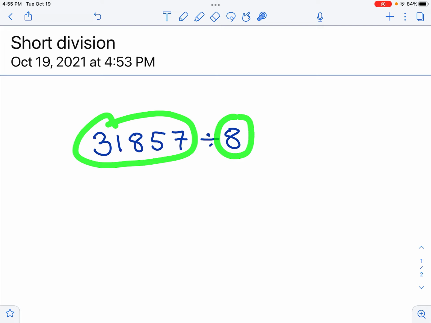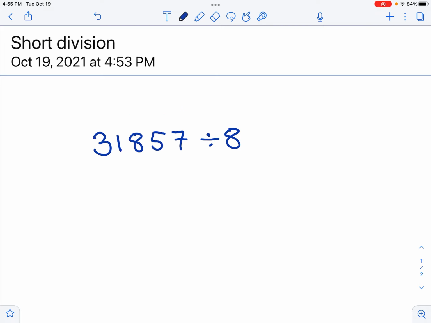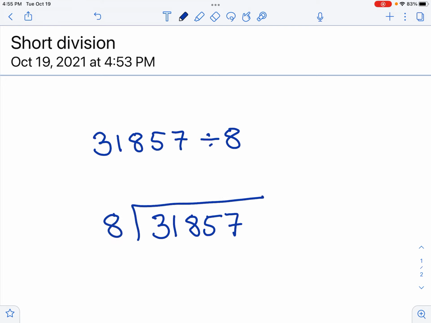31,857 divided by 8. We're going to take the 31,857, that's the number being divided, and put that in the division box. Let's start with doing long division. So I'm going to put 8 here. You work from left to right. 8 doesn't go into 3, so you can put an X or a 0 or leave it blank. It's really important to keep your place value together.